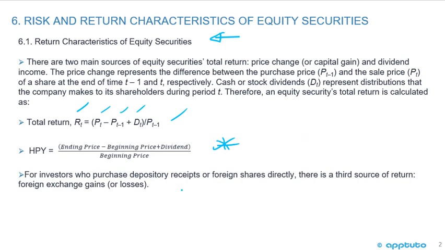For investors that purchase depository receipts or foreign shares directly, there is a third source of return, which is the foreign exchange gains or the losses.